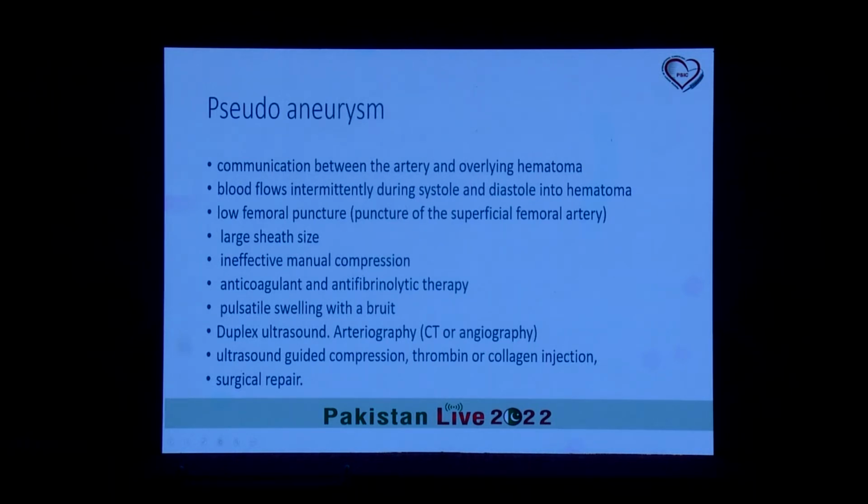Now, mostly it is pulsatile with a bruit on it. Normally, duplex ultrasound will diagnose this. At times, CT or angiography can be required. Again, the treatment is ultrasound-guided compression. What we do is identify the neck through the ultrasound. If it's not a big neck, not more than 3 centimeters, some say less than 2 to 3, then we can compress it with the ultrasound probe. Very rarely, surgical repair is required.